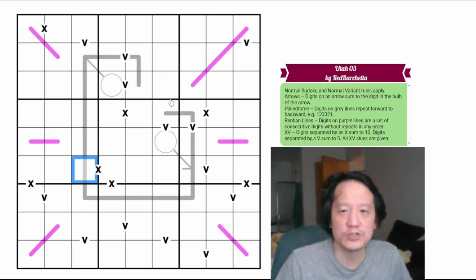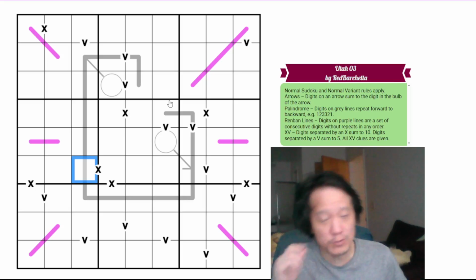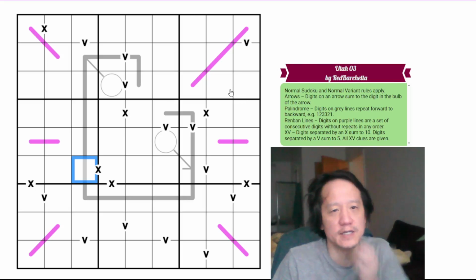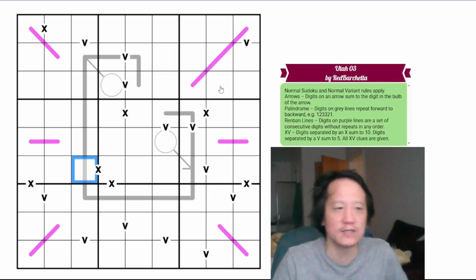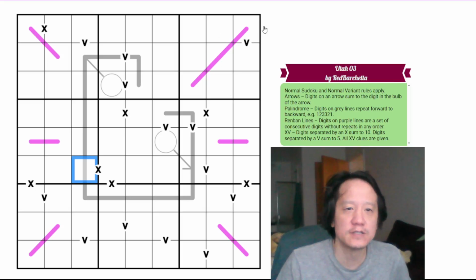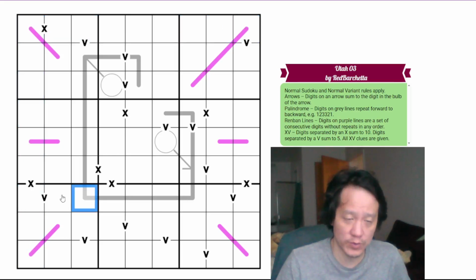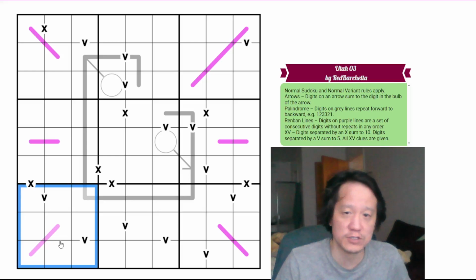We have normal Sudoku and normal variant rules apply. So normal Sudoku rules means that in every cell in the grid, place a single digit from 1 through 9, such that there are no repeats in any row, column, or designated 9-cell region, which is a box.